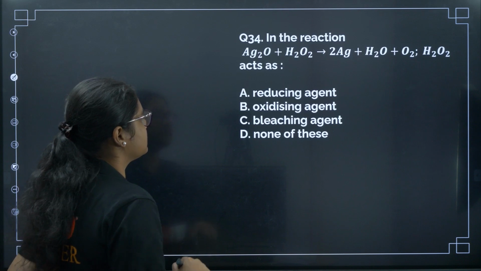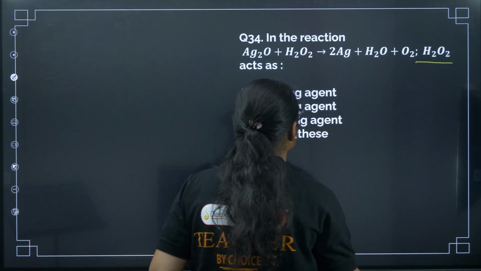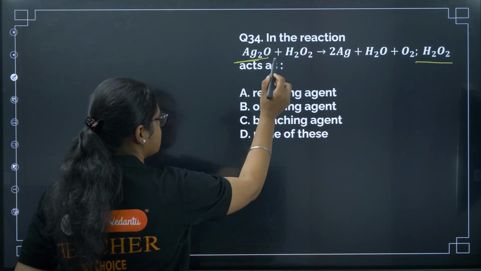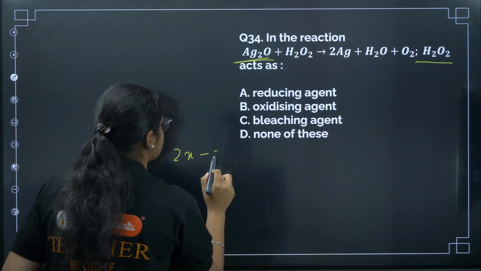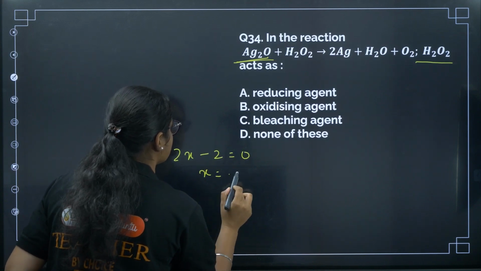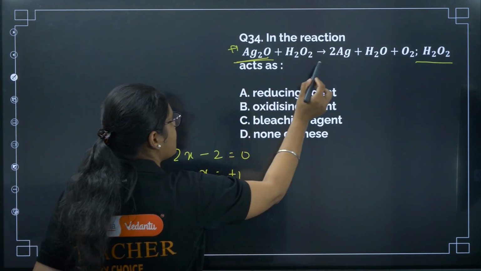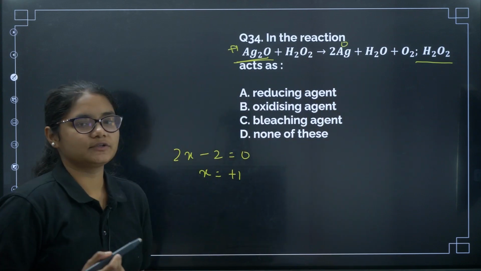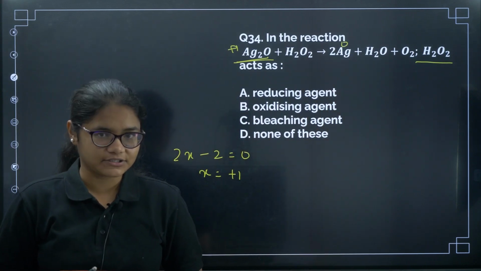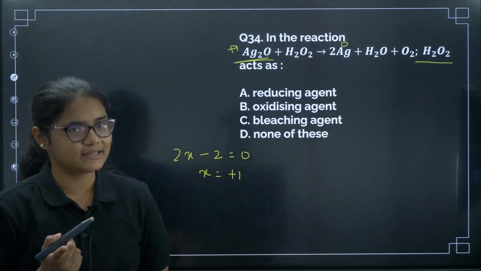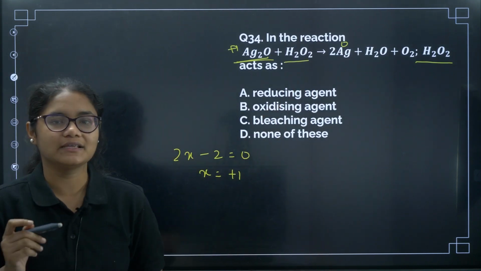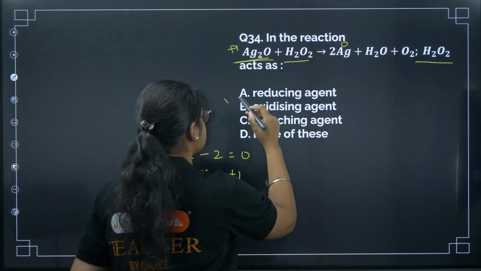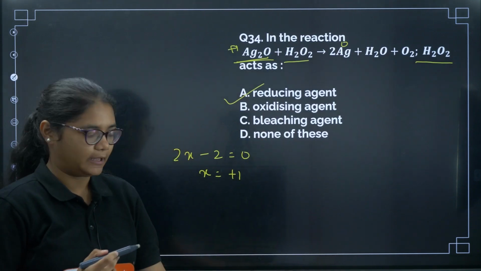In the reaction, this one, H2O2 acts as. Okay, so first let us see what is the oxidation state of Ag here. So if you see Ag, 2x minus 2 is equal to 0, so x is equal to plus 1, and here it is 0. So plus 1 to 0, Ag is undergoing reduction, so it will behave as an oxidizing agent. That means this one must be undergoing oxidation and it will behave as a reducing agent. So the correct answer for this question is option number A.